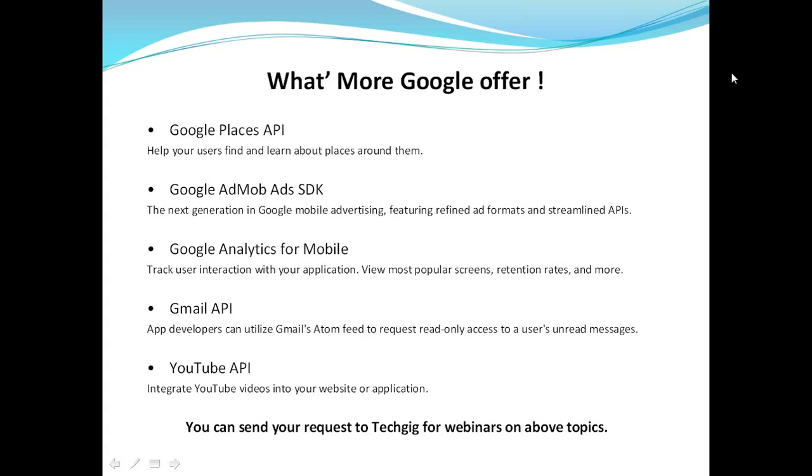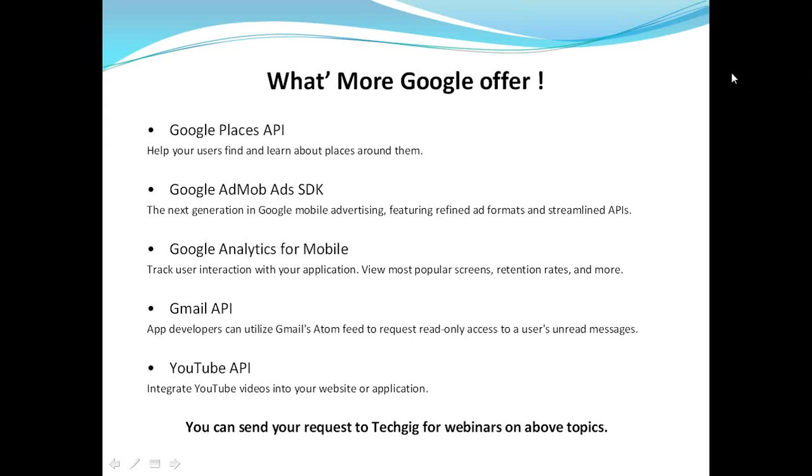The other thing offered by Google is the Gmail API. By using this, you can utilize the Gmail atom feed to request read-only access to your unread messages. So this is one of the very fine ways to access Gmail services in your Android application.